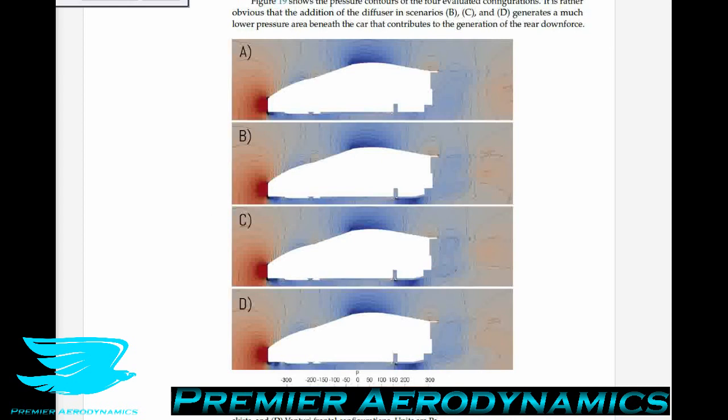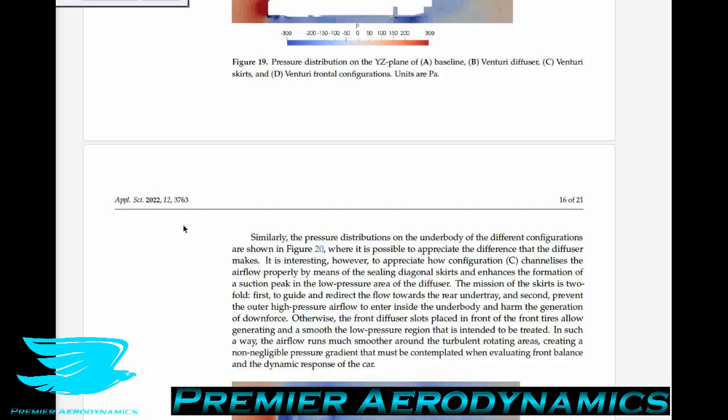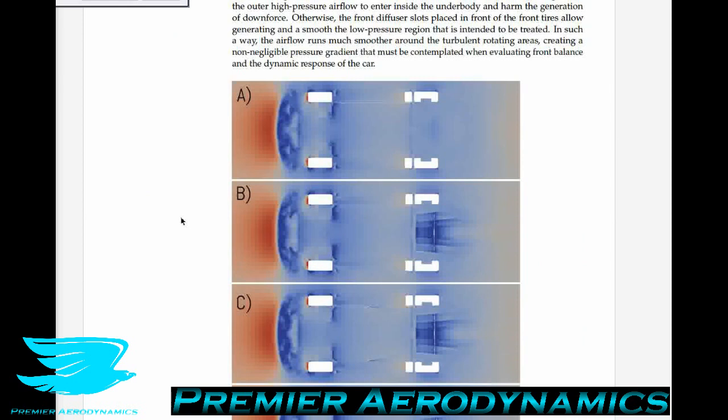So the top part of the car is kind of isolated from the bottom part of the car in this particular situation. This is not always the case with other cars. Sometimes the underbody does affect the pressure on top of a car, but for this particular car, that's not the case.